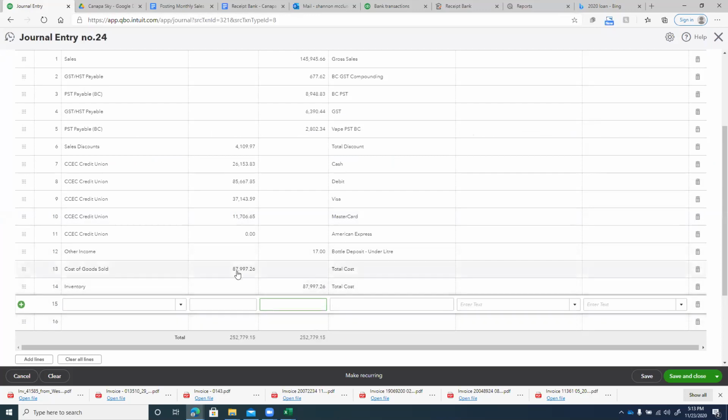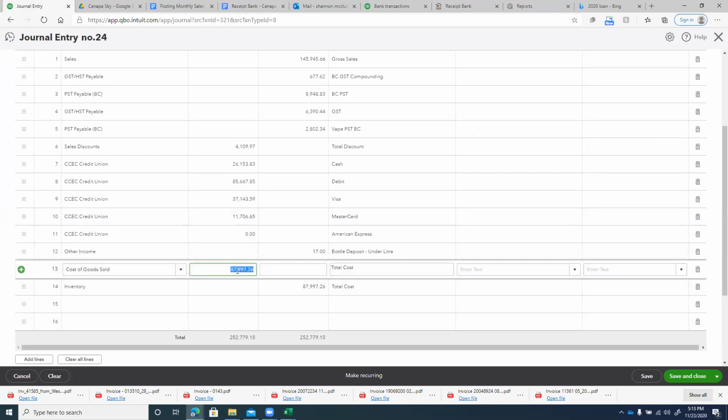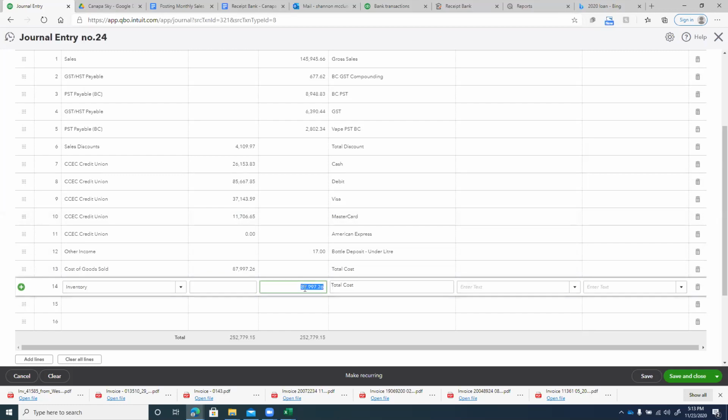And the reason that we do that is this is debiting cost of goods sold. So this is recorded as an expense. So the revenue is the sales less the expense, which is what we paid for the goods that were sold. The difference will be the profit. But what we're doing down here is we're recording the cost of the goods that were sold, and then we're taking the goods out of inventory.